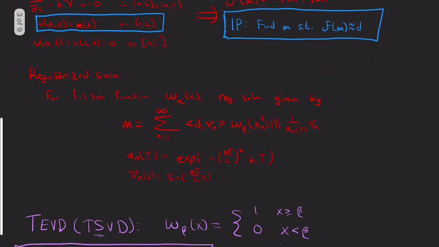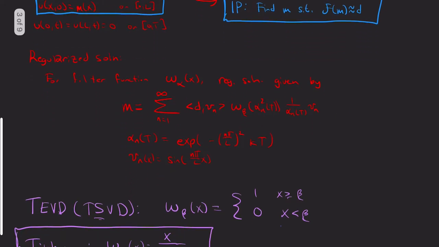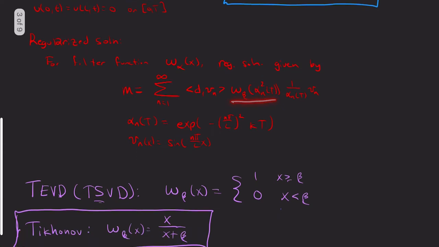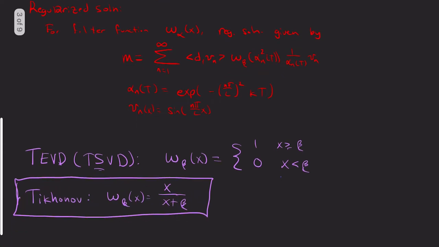And then our regularized solution is given as follows. So the exact solution is this expression where we don't have the filter. We invert each eigenvalue, and then we essentially come up with its eigenbasis representation of the inverse. But because these alpha n's decay exponentially, 1 over the alpha n's increases exponentially, which leads to instability. And so we have some filter function to help mitigate this issue.